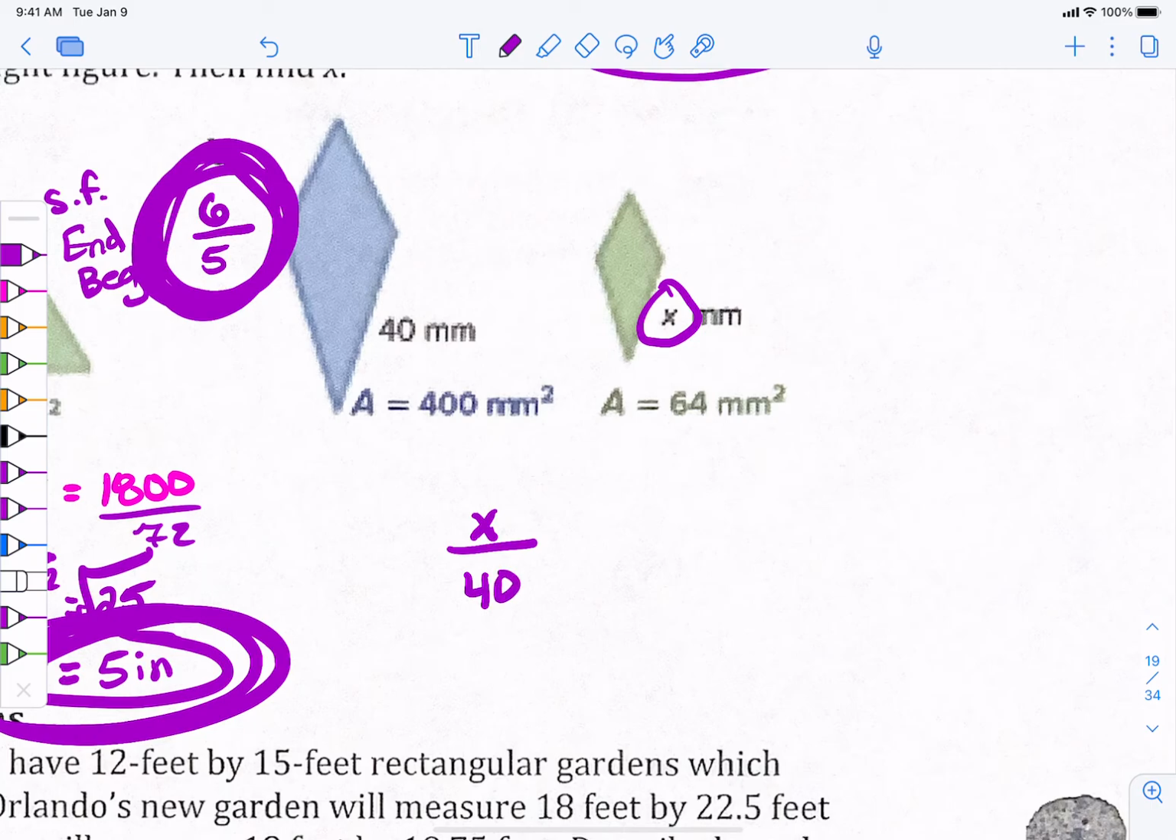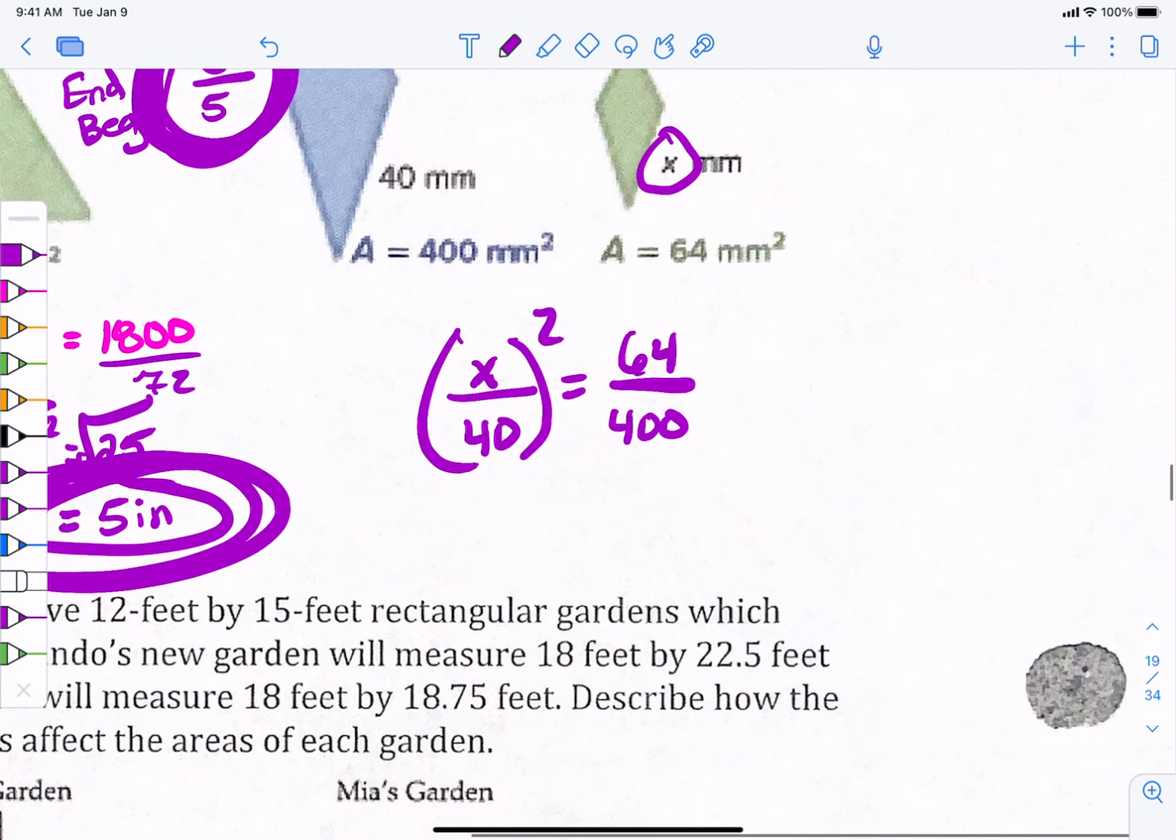X over 40 equals 64 over 400. Square the left. Okay, x squared over... what's 40 squared?